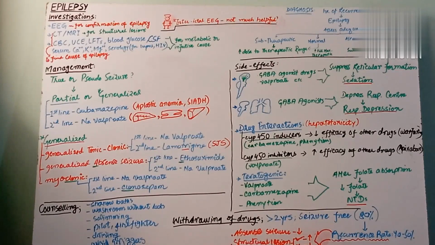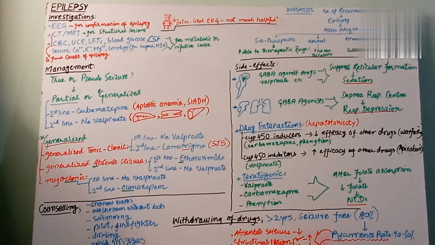Actually, when you start the drug for the patient, they usually ask the doctor, how long will I take these drugs? So you will say that if you are seizure free for more than 2 years, or 2 to 3 years, there are much more chances that you get seizure free if you continue this drug for more than 2 years. And if you are fortunate to be among these 80% of people, then you can stop the drug. But there is a recurrence rate.